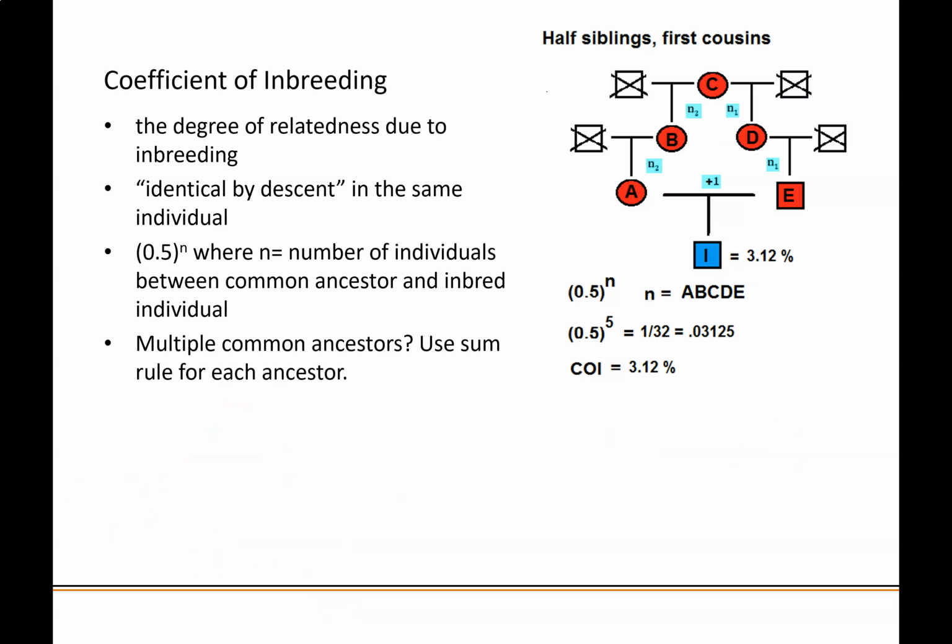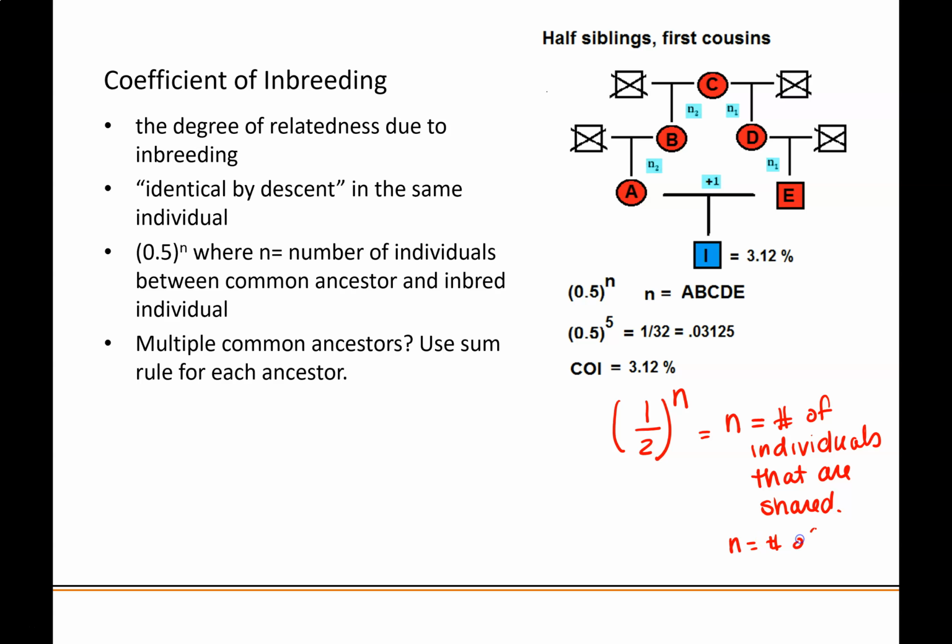So just to summarize, your coefficient of inbreeding is going to be 1/2 raised to the n, where n equals the number of individuals that are shared. You can also still consider n as the number of links. So just like the coefficient of relationship, we've got 1, 2, 3, 4, 5 links, or we have 1, 2, 3, 4, 5 individuals linking them. You can do it either way.